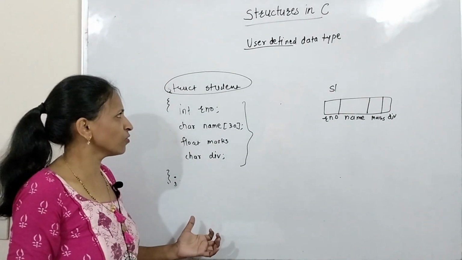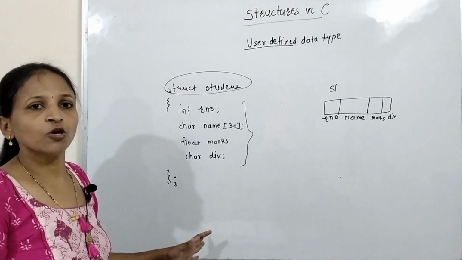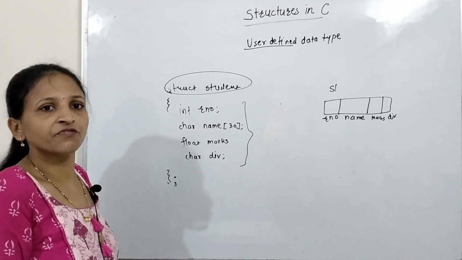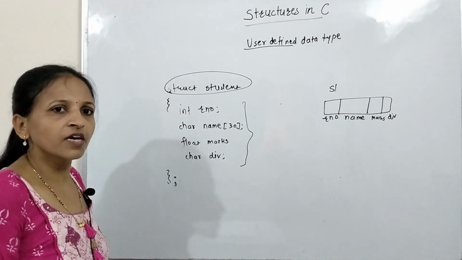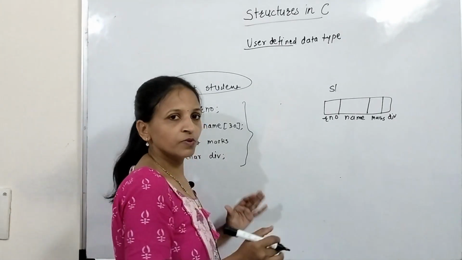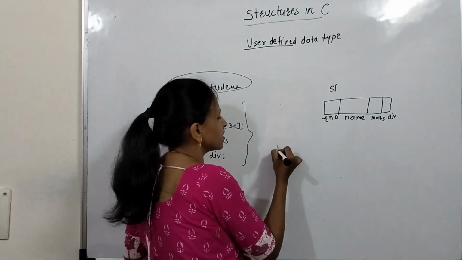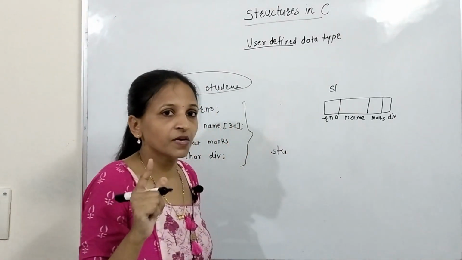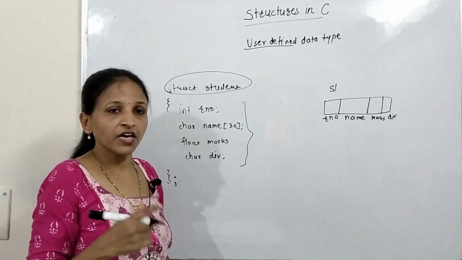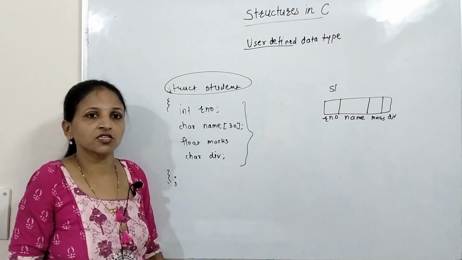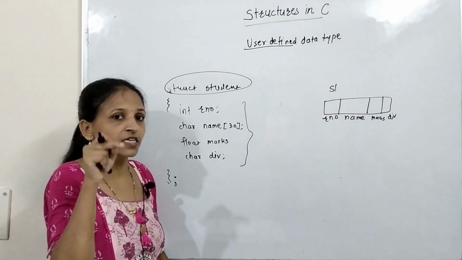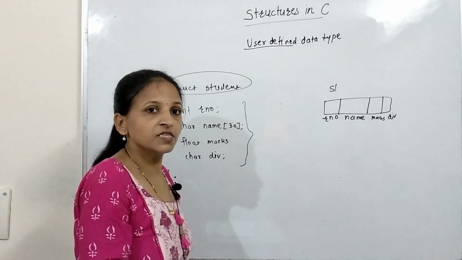In the same way, we can create a variable of this type. This is a user defined data type. In the same way, we can create a variable of this student structure. How? We have to write the struct keyword, but it is always compulsory, keep in mind. Every time, wherever you are creating a variable of that structure, you have to write that struct keyword, compulsory.